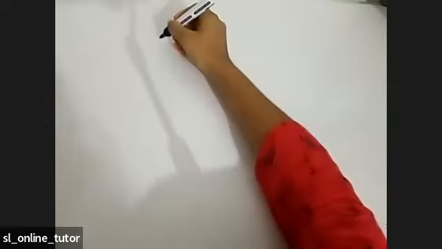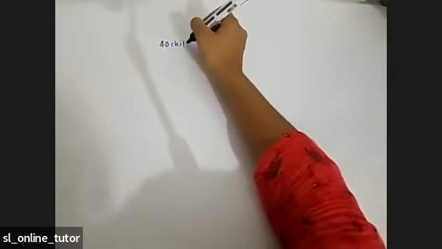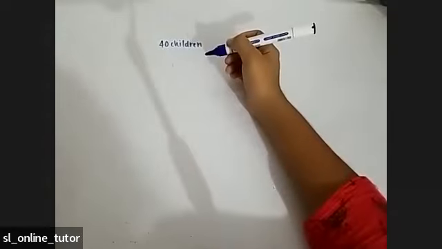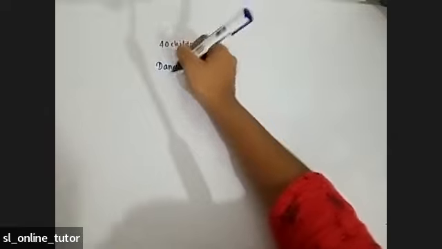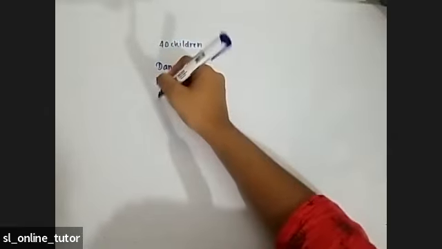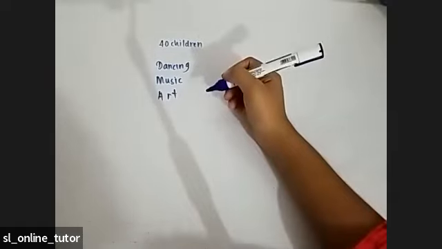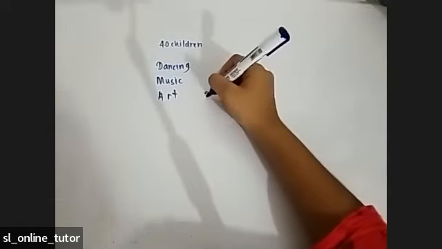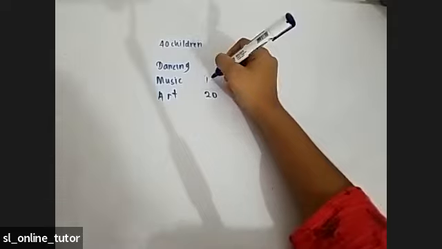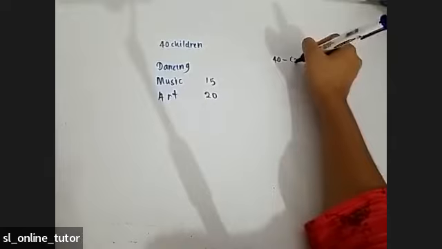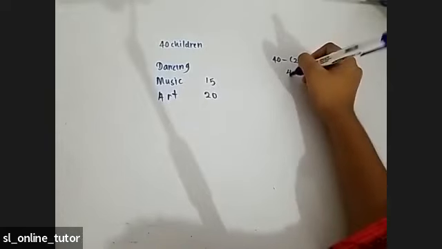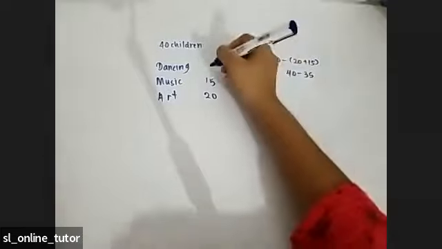Oh, okay. It's just like the same question earlier. So I'll go through the question. 40 children are there. Each of these children has selected dancing, music, art. 20 are studying art, 15 are studying music. Then how many are studying dancing? 40 minus 20 plus 15, 40 minus 35, 5, right?